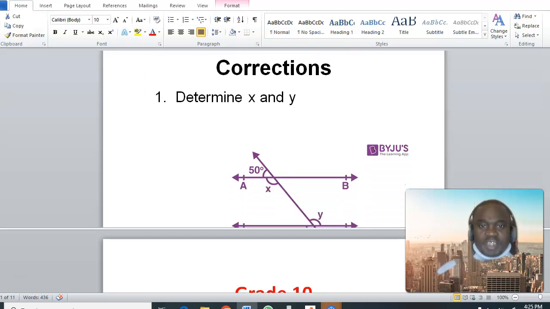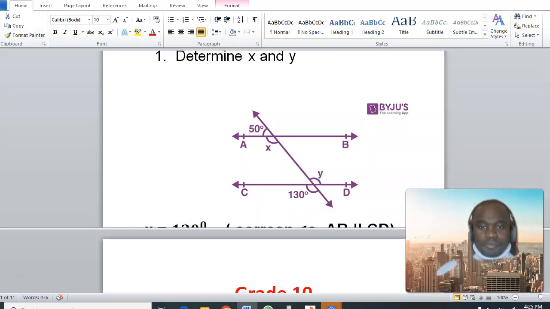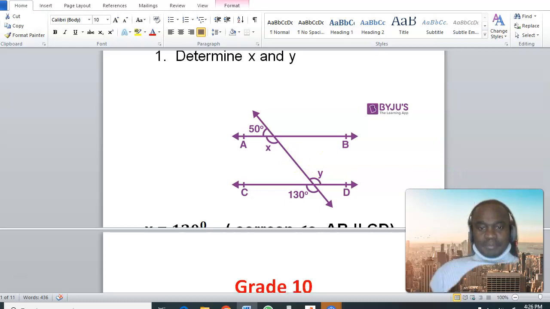The question says determine x and y. For this diagram, they want us to determine x and also y. How do you do this? You can easily determine x because this x is on a straight line. This x is on what? In a straight line. So x plus 50 should be equal to 180. That is angle on a straight line.